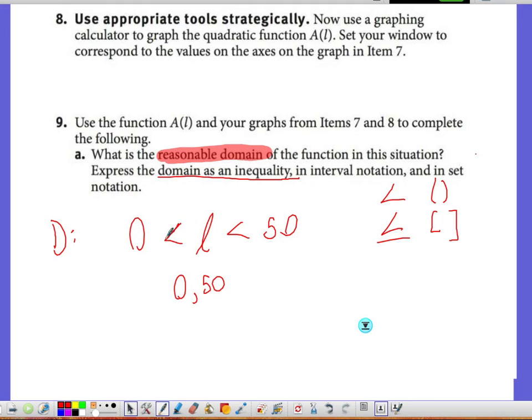And since I have this less than here, I'm going to have parentheses by the 0. And since I have this less than here, I'm going to put parentheses by the 50. And so this is my interval notation.